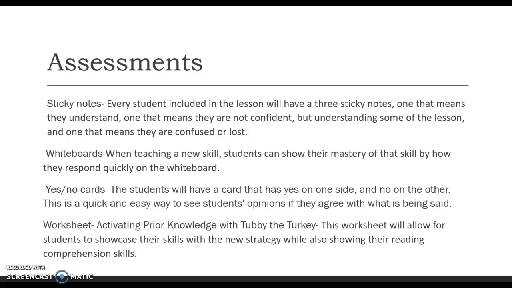Worksheet. Activating prior knowledge with Tubby the Turkey. In this lesson, I made a worksheet that has little questions that will help students showcase their skills with the new strategy, which is activating their prior knowledge, while also showing their reading comprehension skills.